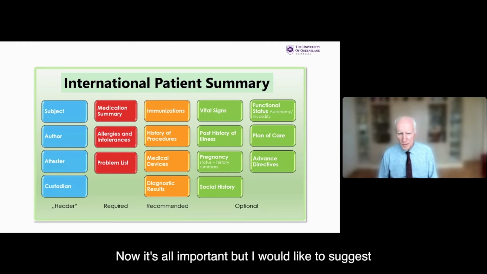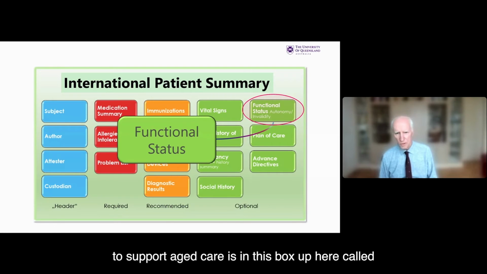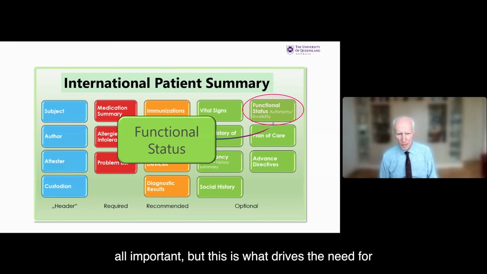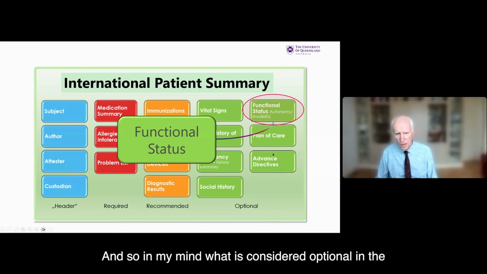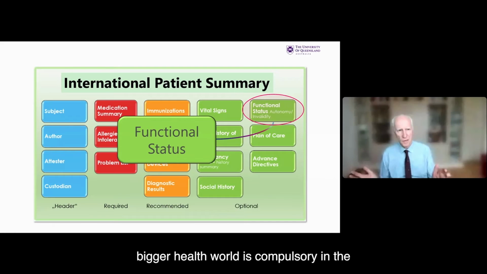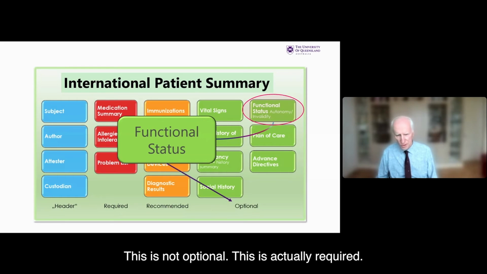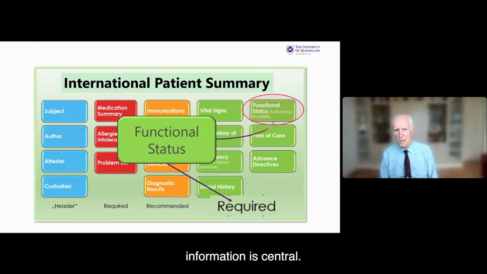Now, it's all important, but I would like to suggest that the most important information that's required to support aged care is in this box up here called functional status. Plan of care, advanced directives, social history, all important. But this is what drives the need for care and what drives the cost of care. And so, in my mind, what is considered optional in the bigger health world is compulsory in the aged care world. This is not optional. This is actually required. It should be over there. If we think about the aged care program, this information is central.